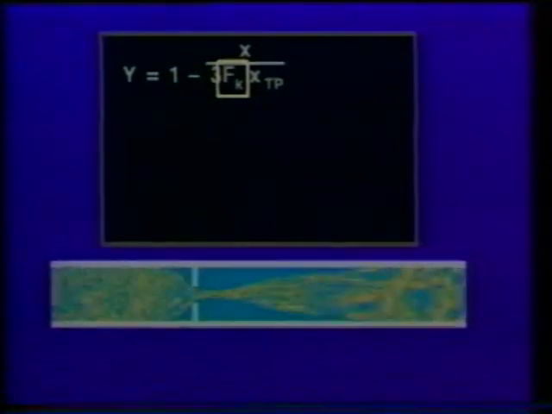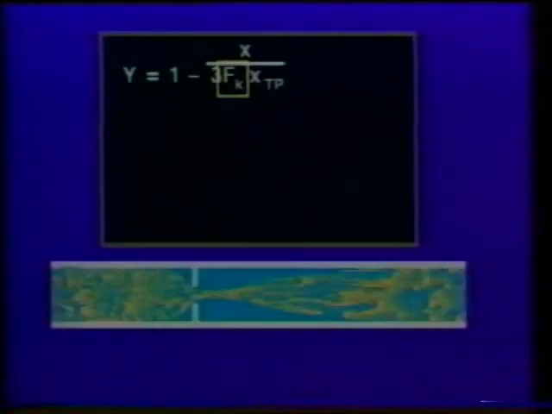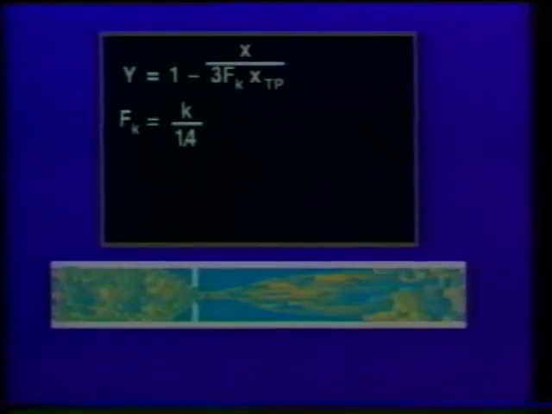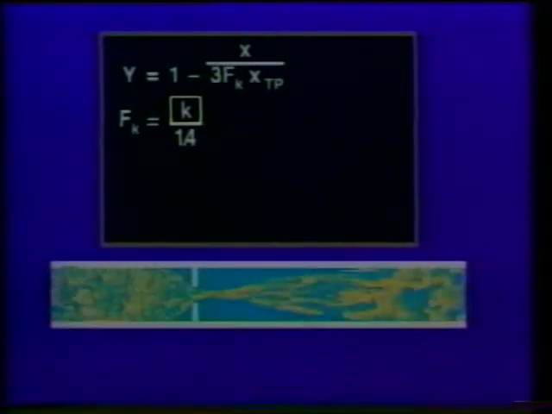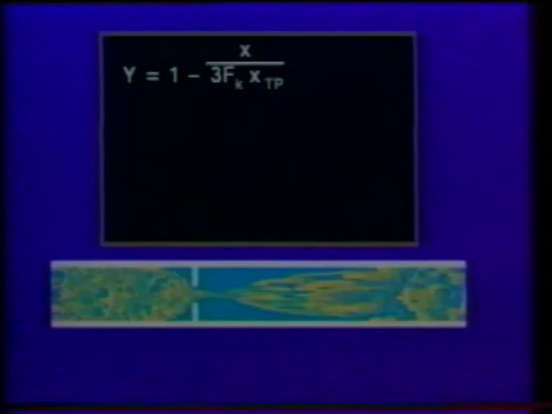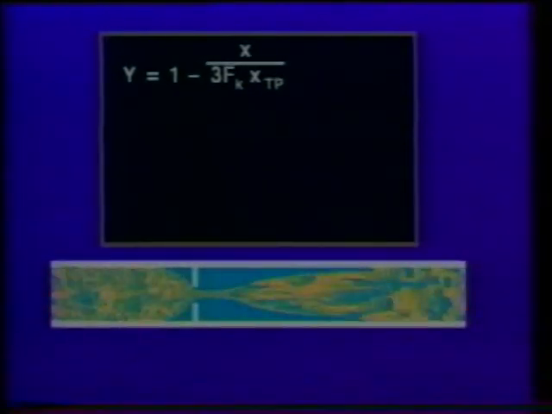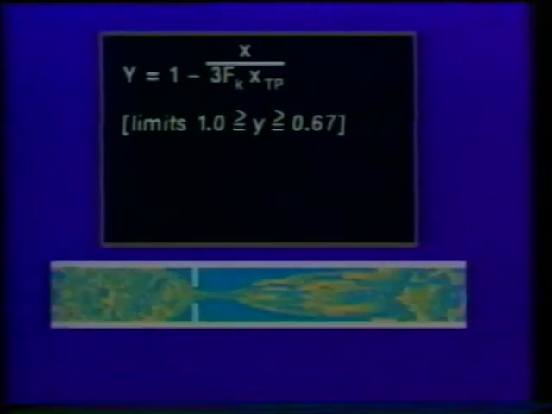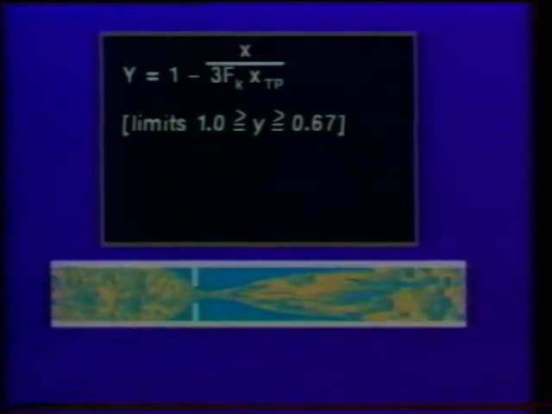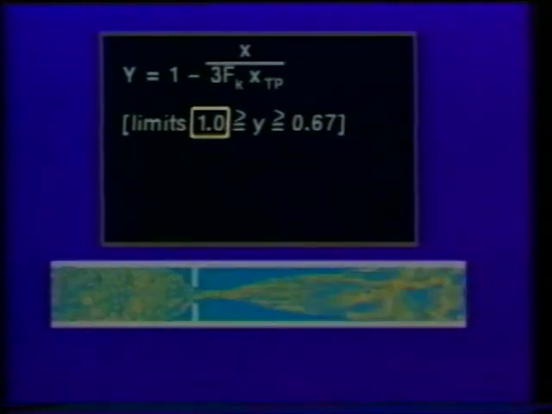This term, F sub k, is used to correct for process fluids with thermodynamic properties that are different from air. F sub k is the ratio of specific heats factor. It compares the ratio of specific heats of air, which is 1.4, to the ratio of specific heats for the process fluid, K. Finally, you need to be aware that y is limited to a range of values between 1 and 0.67. Values less than 0.67 result in choked flow and should not be used. Values greater than 1 are not possible.